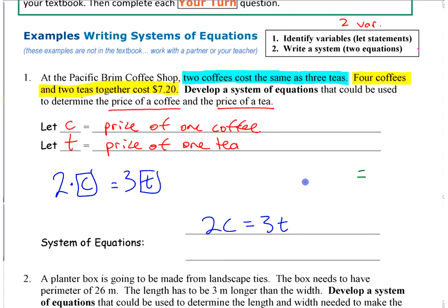It says something and something else adds up to 720, right? This kind of equation, there's some kind of a sum on this side, and then there's the other variables on the other side. So it says 4 of these, 4 coffees plus 2 teas equal that, right? That's your second equation. 4 coffees plus 2 teas equals 720.